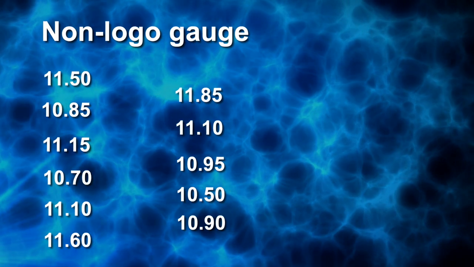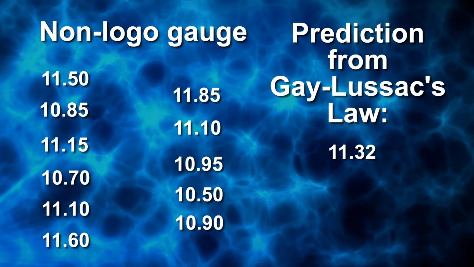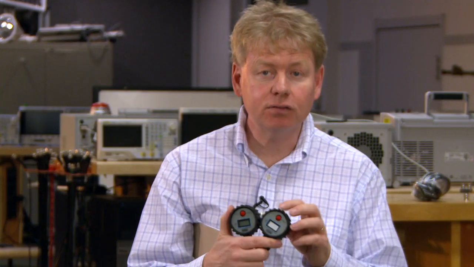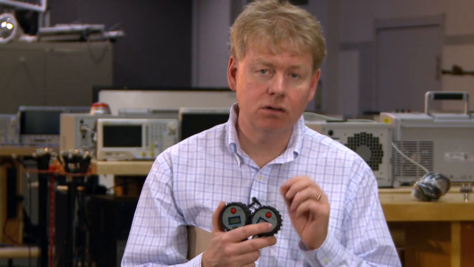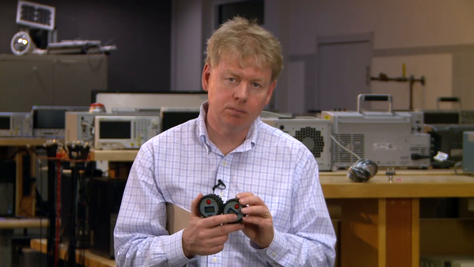So what I want you to do is repeat the work you did before, computing the average for those 11 measurements and compare that against your prediction that you made before from Gay-Lussac's law, and discuss amongst yourselves if the referee had used the non-logo gauge to check the balls before the game, do you think that there was tampering with the footballs?